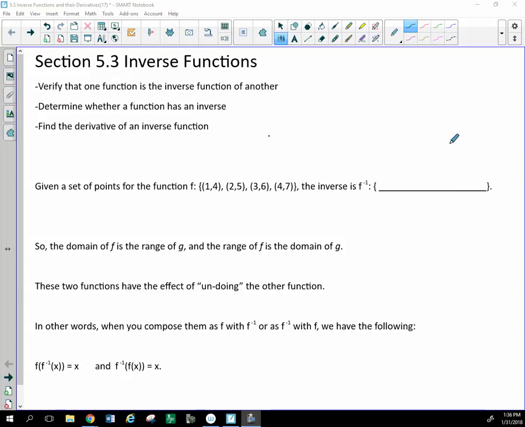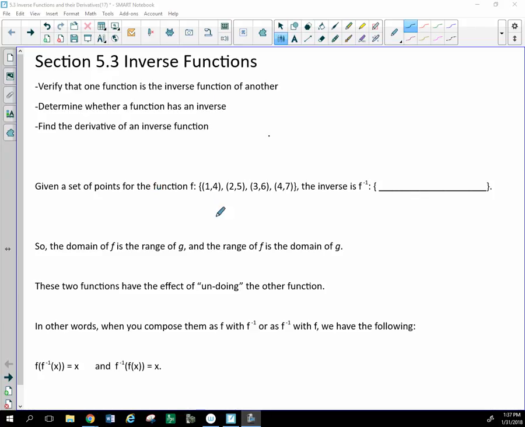Well, hello everybody. We're going to cover section 5.3, inverse functions. And so we're going to talk about inverse. Some of this is going to be review and some of this will be new. First of all, we are going to take the derivative of the inverse and we'll talk about what that means in a little bit. But first we're just going to review some inverse stuff.